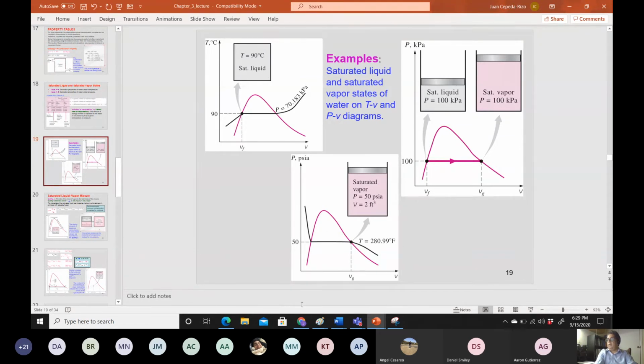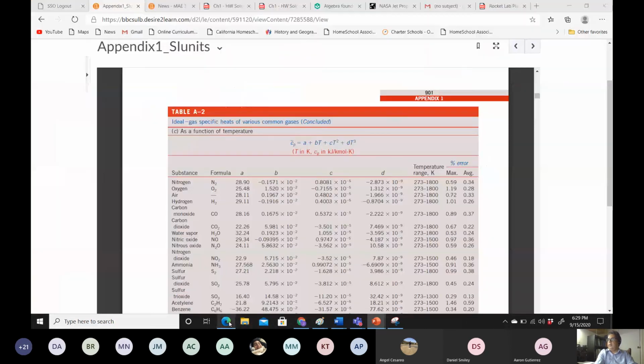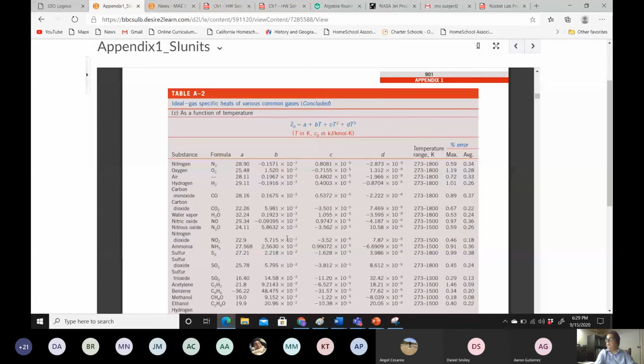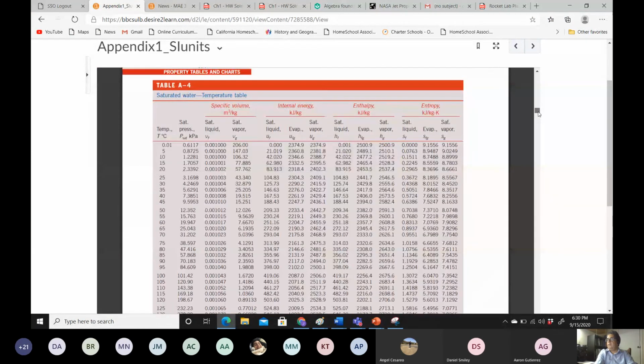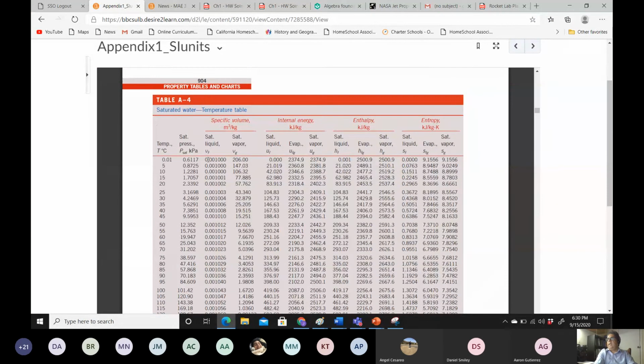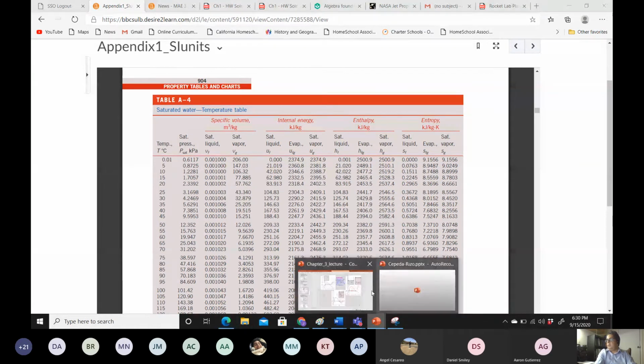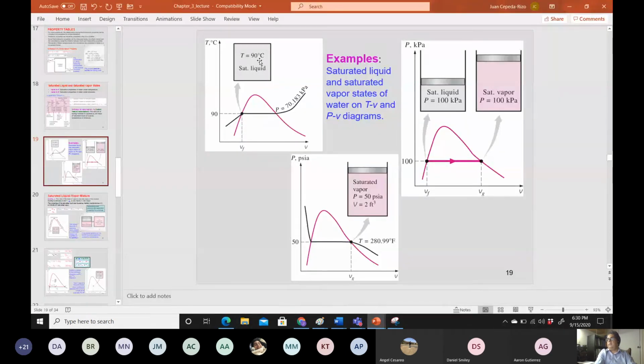All right, let's go to our tables. I'm going to show you how to do that. We're going to go to table A4, I believe, because we're given temperature. So let's go to A4. There it is. Table A4 is the table for when they give you temperature. In our case, they gave us temperature, right here: 90 degrees C.